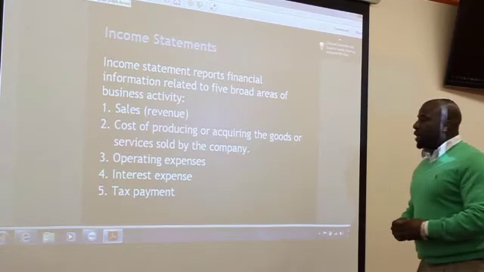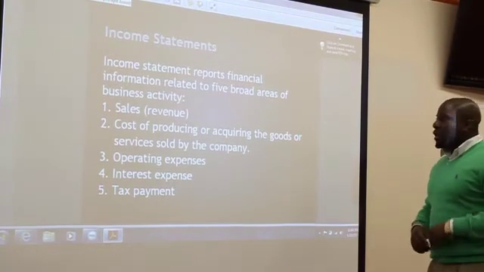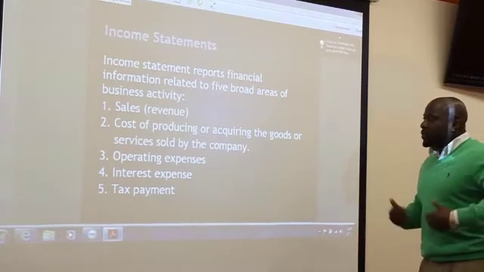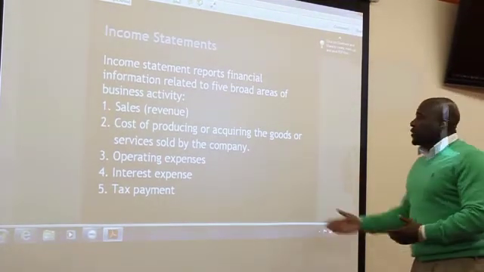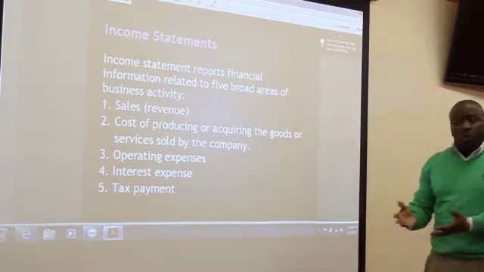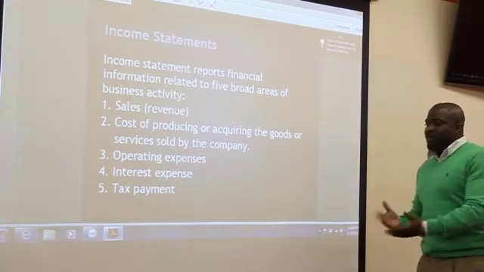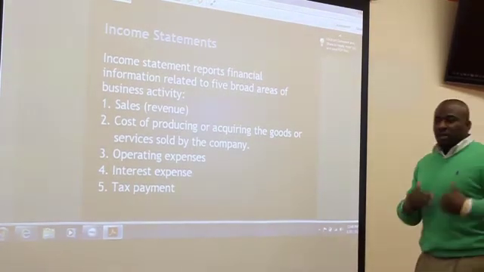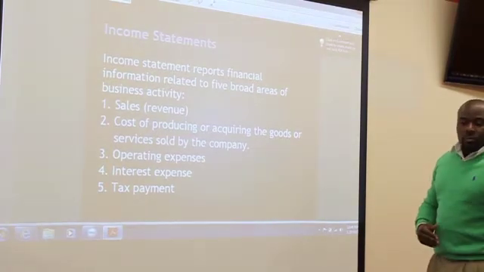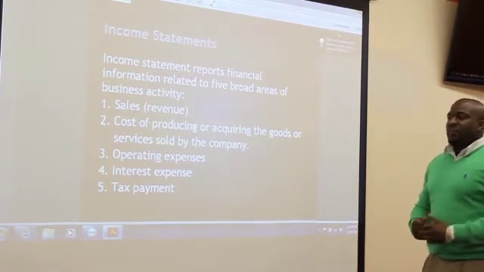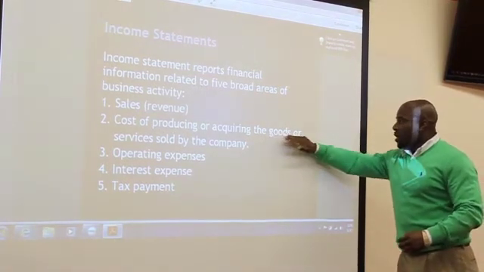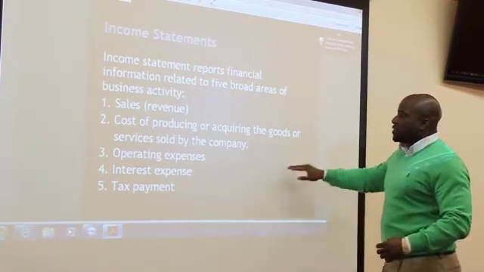So if you're in the shoe retail business, how much does it cost to produce these shoes? How much does it cost to produce a pair of shoes? That's what number 2 is referring to. Or when they say acquiring the goods, if you buy the goods and then you resell them. So you might not produce your own shoes. You might go to an actual buyer and buy the shoes, and then add your price on it. That's also what's called acquiring the goods or services sold by the company.